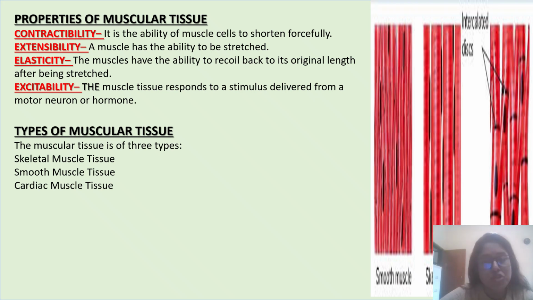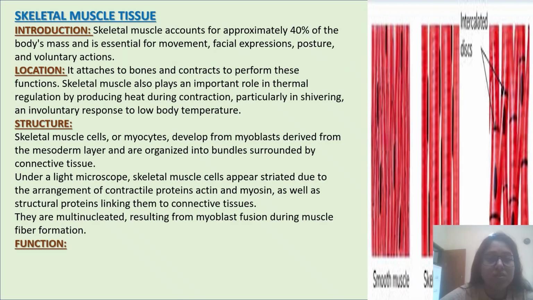Types of muscular tissue. Muscular tissue is of three types. That is skeletal muscular tissue, smooth muscular tissue and cardiac muscular tissue. Today we will discuss the skeletal muscular tissue.